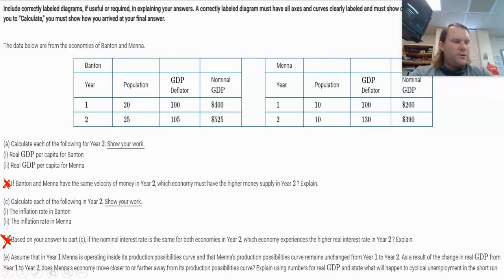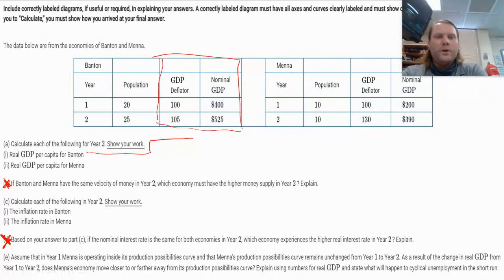Okay. So first thing, we've got to figure out the real GDP. And I'm going to go for Banton first. Here's how we figure out the real GDP when we only have this information. And we've got to get the per capita here in a second too. But we have 525 at the deflator of 105 is the same as what when the deflator is 100. And then we've got to cross multiply here, okay? After you do that math, we're going to get a real GDP of 500. Now, we've got to figure out the per capita. We've got to divide it by the population. Divide that by 25, and we're going to get $20.